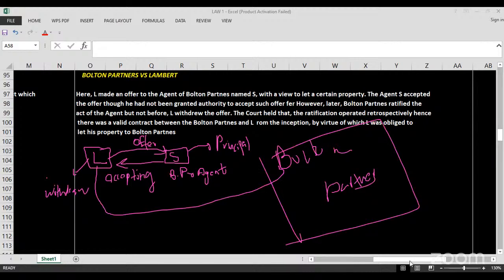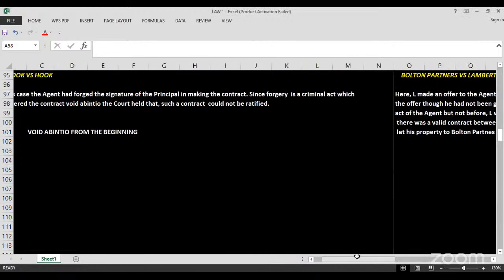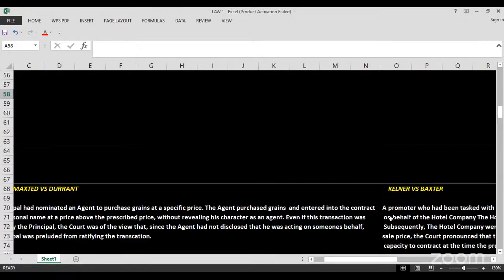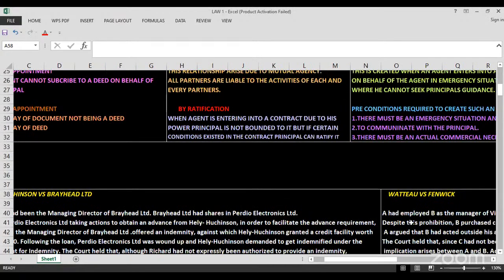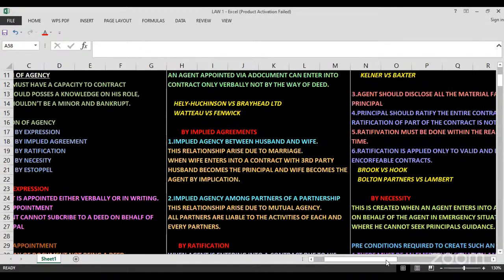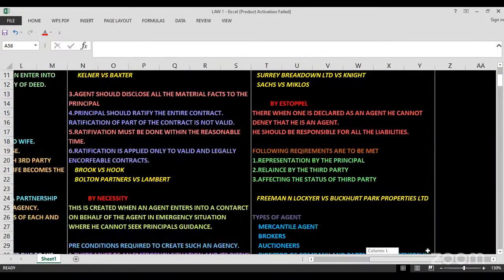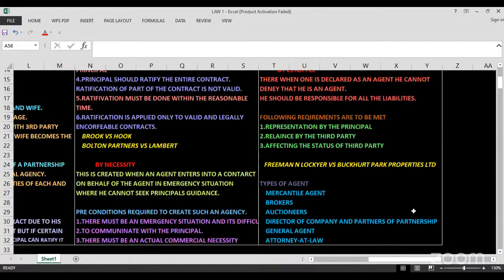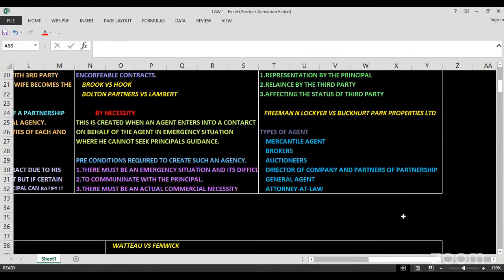Hope even this is also clear. If you have any doubt, you guys can ask, I can clear it. Next, the next term.